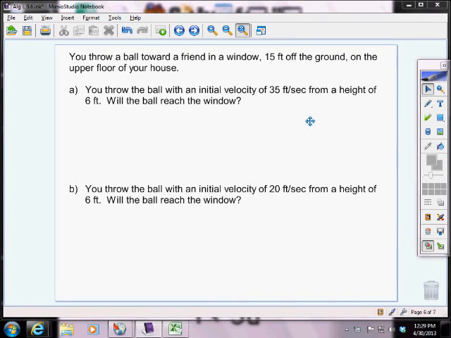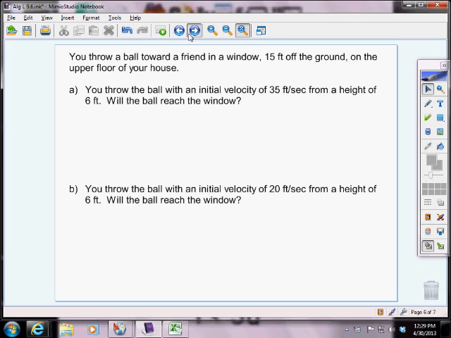Let's take a look at a couple of examples of how the discriminant can help us just see if there's an answer or not. You throw a ball toward a friend in a window, 15 feet off the ground, on the upper floor of your house. You throw the ball with the initial velocity of 35 feet per second from a height of 6 feet. Will the ball reach the window?